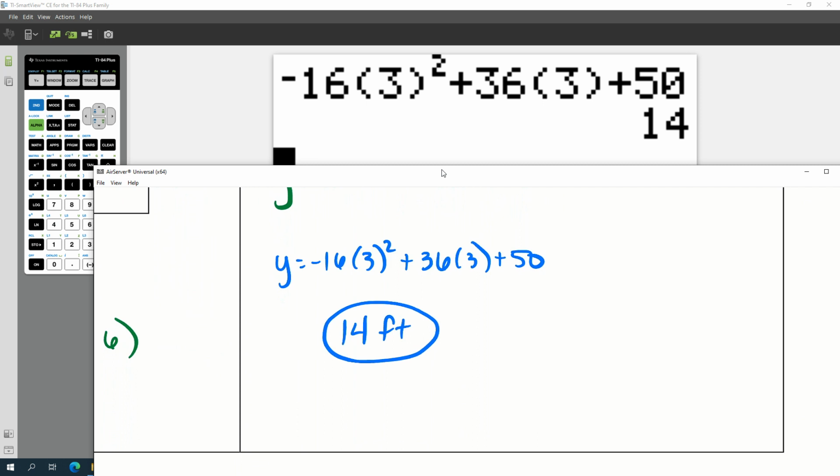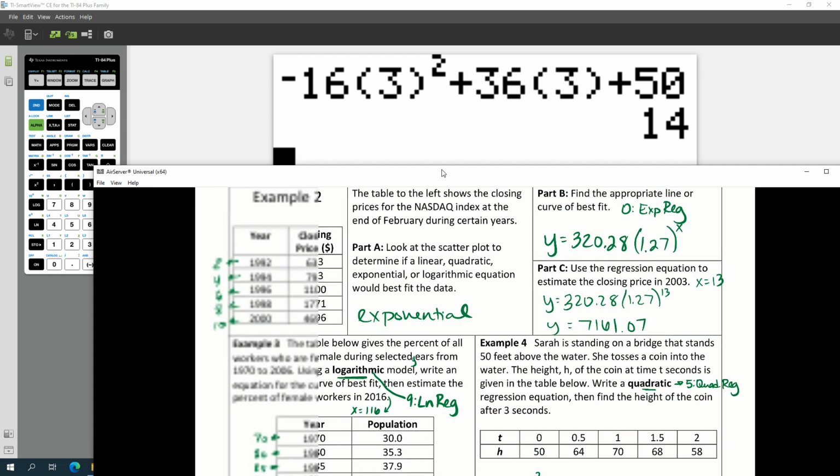All right, what questions do you guys have? I know it's a lot of calculator strokes today. Yes. This one?